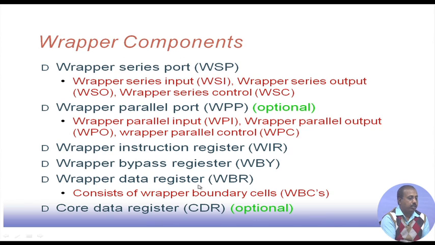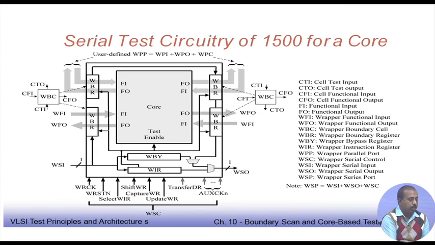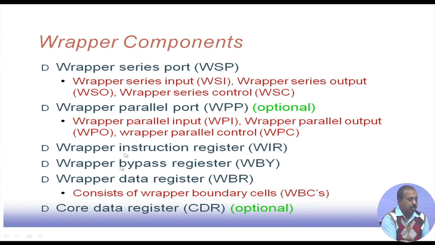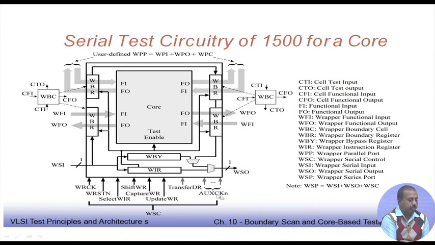So, wrapper components. First we have the wrapper serial port, WSP. The wrapper serial port has WSI, WSO and wrapper serial control lines. So, this is the WSI, WSO and wrapper serial control lines. All this part forms the serial port.